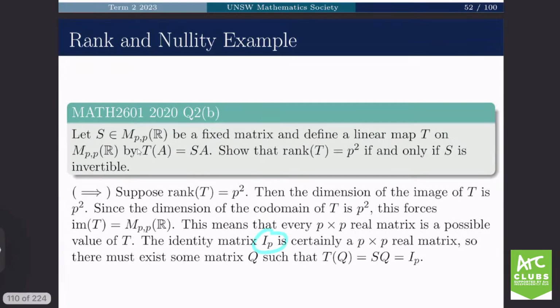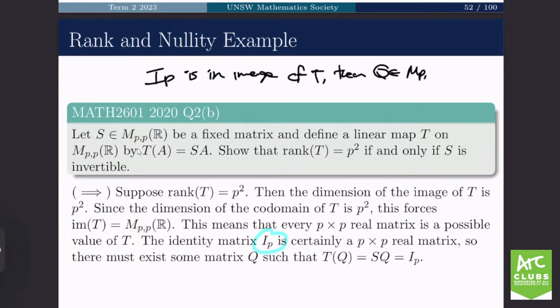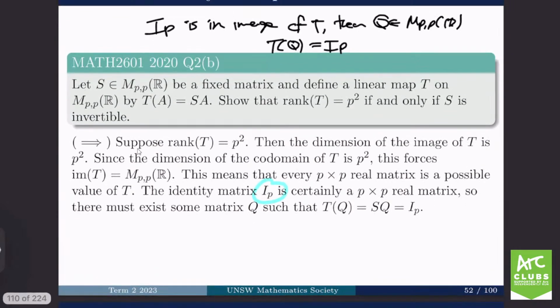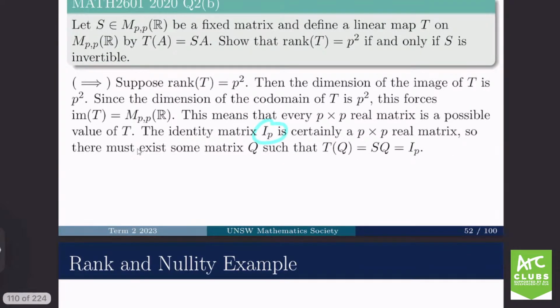If that's the case, so we're saying that the P by P identity matrix is in the image of T, then there needs to be some matrix Q such that T of Q equals the identity matrix, right? Because the identity matrix is in the image of T. Clearly, because T of A equals SA, then T of Q equals SQ, which equals our identity matrix.